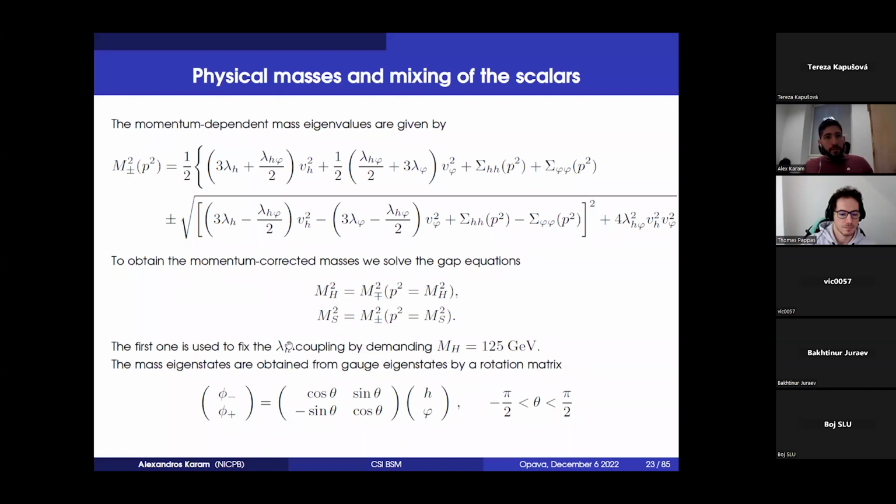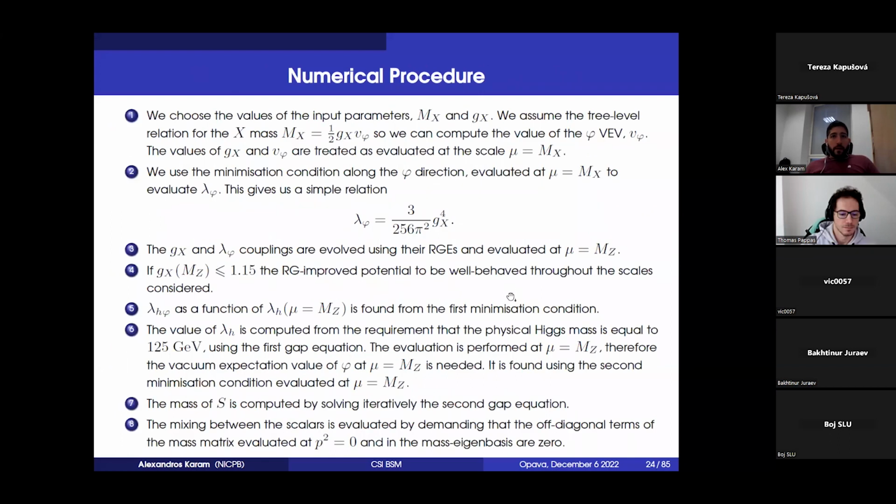Now the mass eigenstates can be obtained from the gauge eigenstates by a rotation matrix of this form, where the rotation angle theta has to be in this range. Now, in our numerical procedure, we followed these steps. The main point is that we chose as our input parameters mx and gx, so the mass of the extra gauge bosons and the gauge coupling.